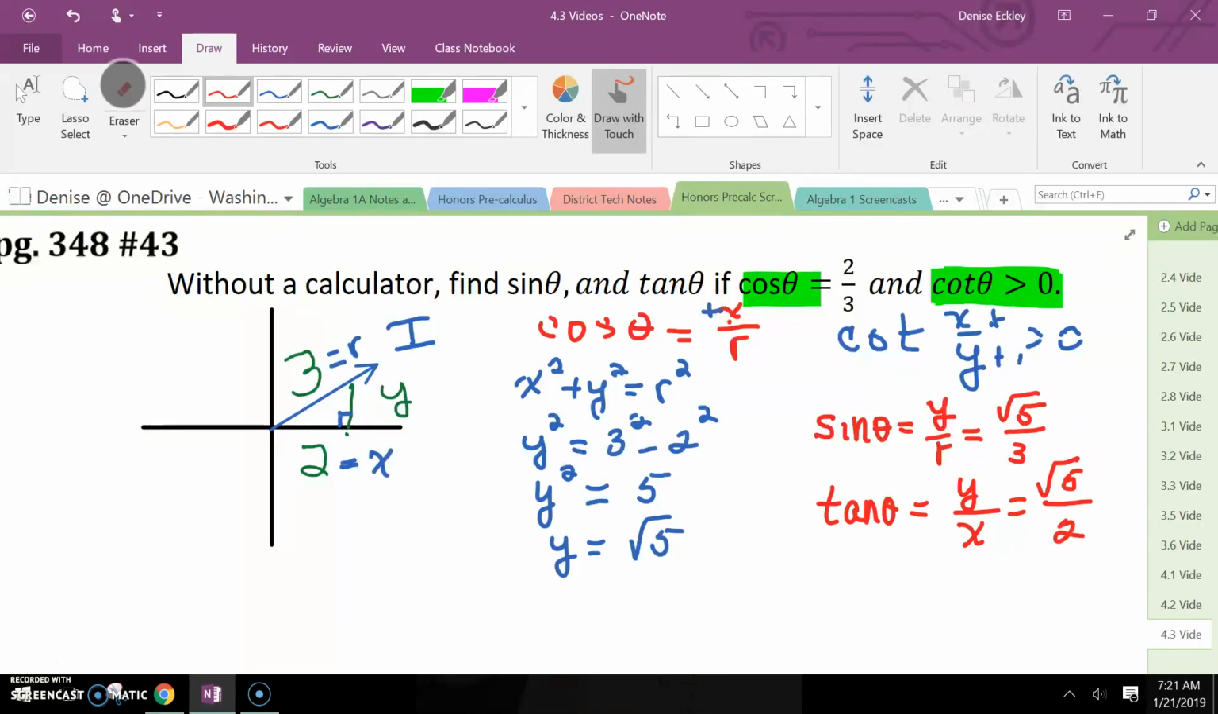So there we have it. There's our two trig functions. So it's kind of like a little puzzle there that you have to take the information and put it together in such a way that all the values given are true.